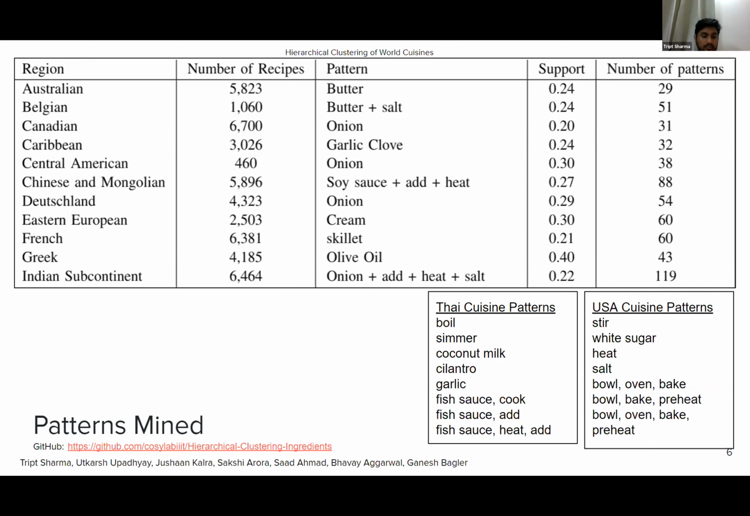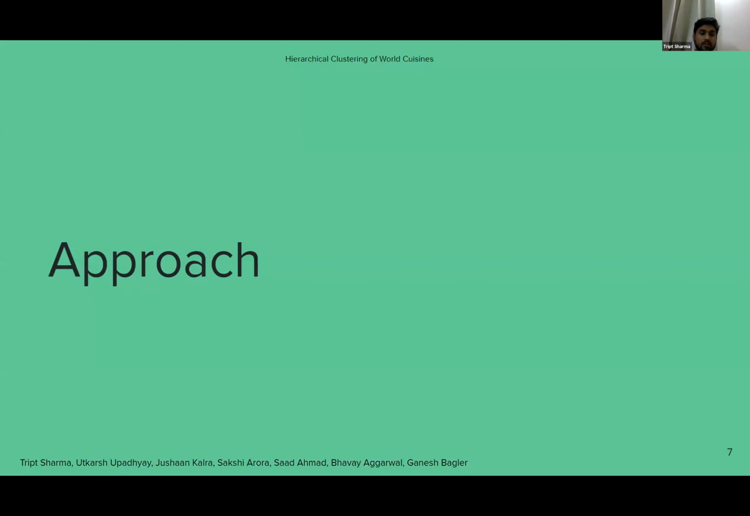For some other examples relating to the patterns that we have mined out, you can refer to the GitHub link presented here. Once these patterns have been mined, we can create the tree. For creating the hierarchical tree, two approaches have been proposed. One is frequent pattern-based clustering, and the other is authenticity-based clustering.